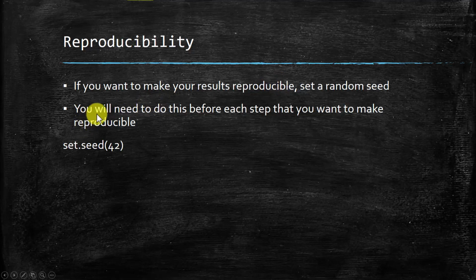Generally, you will need to do this before each step that you want to make reproducible, so any step that has a random component. Unfortunately, you can't just set a random seed at the beginning of your code and have it honored throughout. It generally has to be set before any process where there's some random component. So you might have to replicate this multiple times. Fortunately, it's easy. It's just set.seed and you specify a number, which is the random seed. That makes your results reproducible.